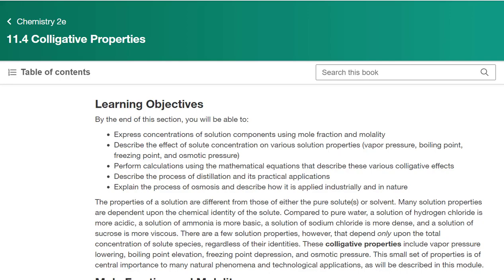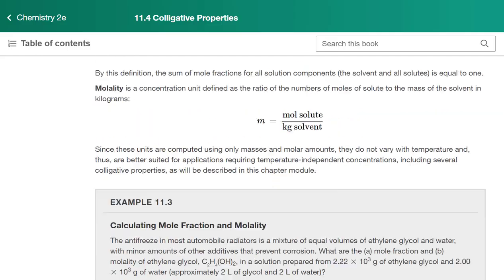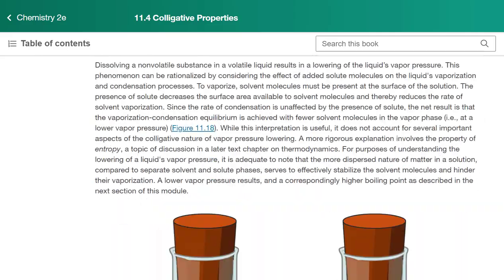Hello everyone. We're going to discuss a final video on section 11.4. In this video, the learning objectives will be to describe the effect of solute concentration on various solution properties, and here we're specifically looking at osmotic pressure. And then the final learning objective: explain the process of osmosis and describe how it is applied industrially and in nature. Okay, so let's go ahead and take a look at this.